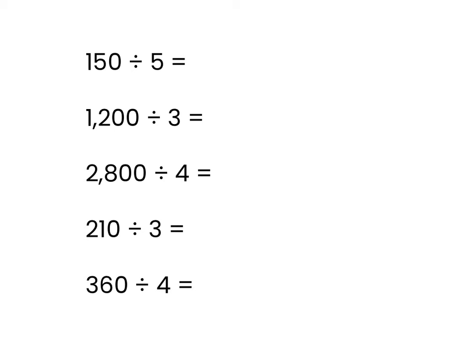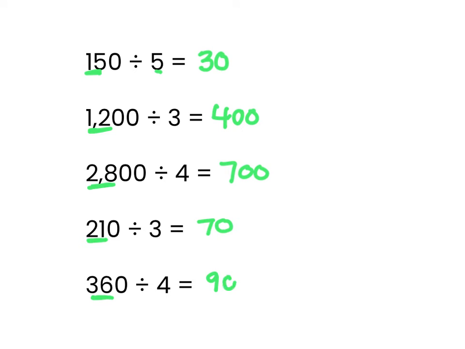150 divided by 5, well, that's 15 tens divided by 5 gives us 3 tens, which is 30. 12 hundreds divided by 3 gives us 4 hundreds. 28 hundreds divided by 4 gives us 700. 21 tens divided by 3 gives us 7 tens. And 36 tens divided by 4 gives us 9 tens.